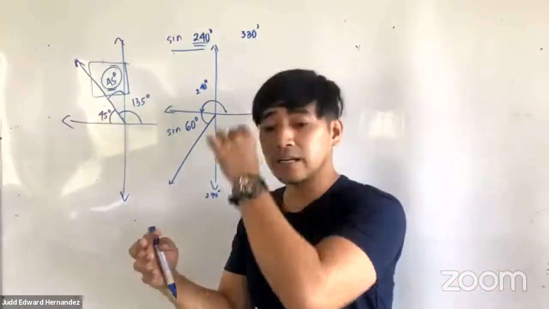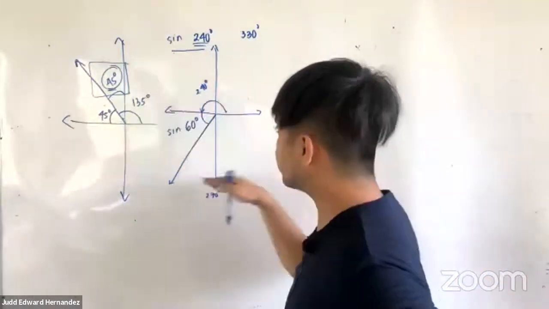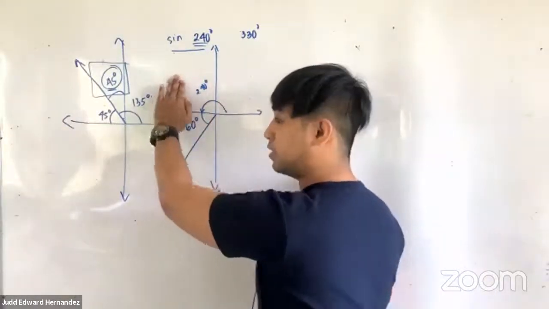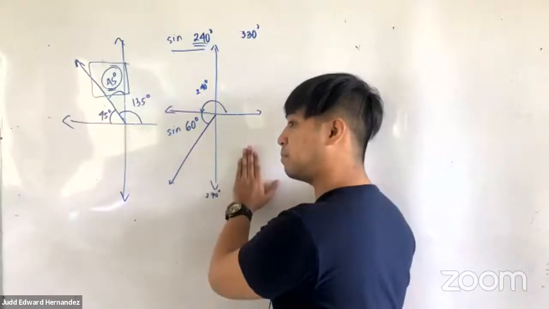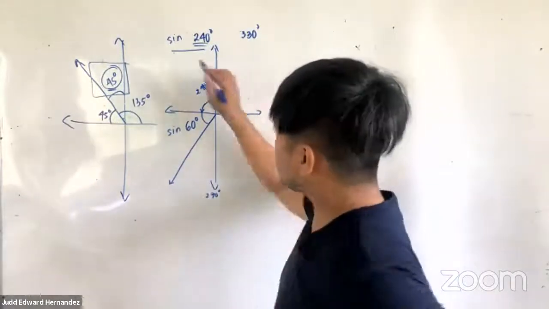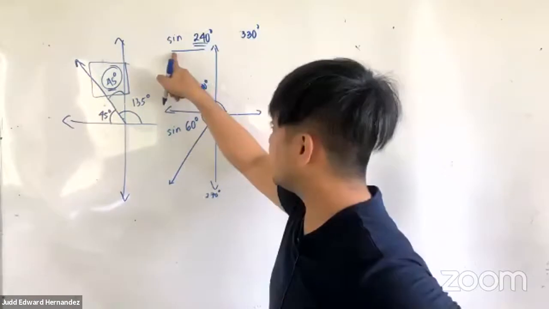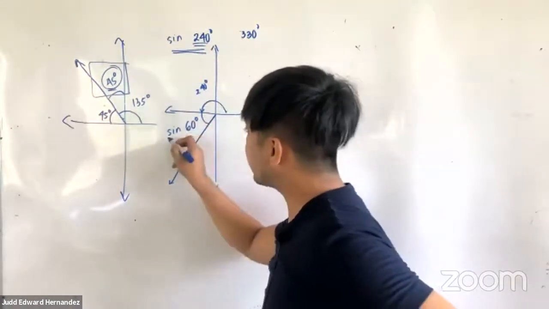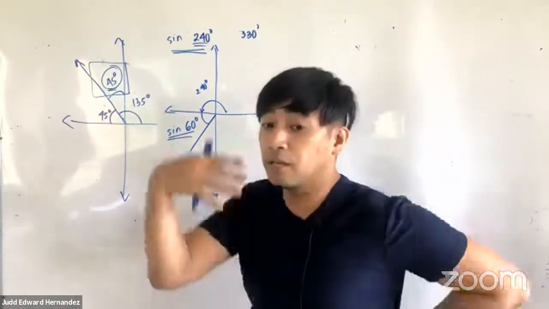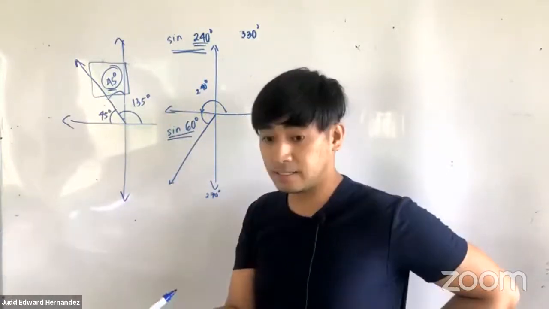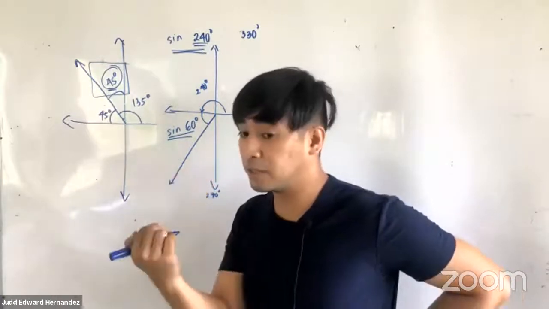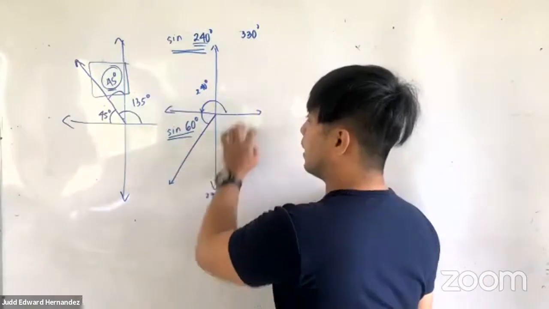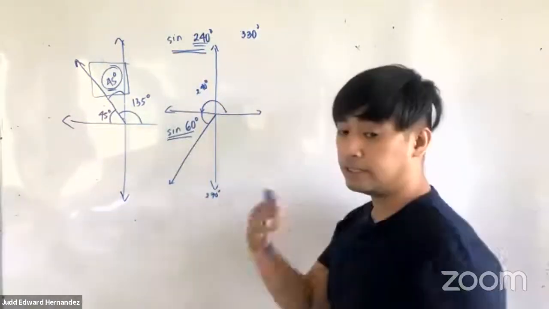Since mamaya, i-discuss ko sa inyo yung table of values natin kapag meron tayong signs. Ano yung mga positive sa quadrant 1, ano yung positive sa quadrant 2, quadrant 3, quadrant 4. So pag tinype mo sa scientific calculator mo, yung sine 240 degrees will just be the same with sine 60. But then, they will be different in signs. Yung isa pwedeng maging positive, isa pwedeng maging negative. Kaya dapat alam natin kung ano mamaya yung magiging signs ng mga to. So, i-discuss natin mamaya yun.